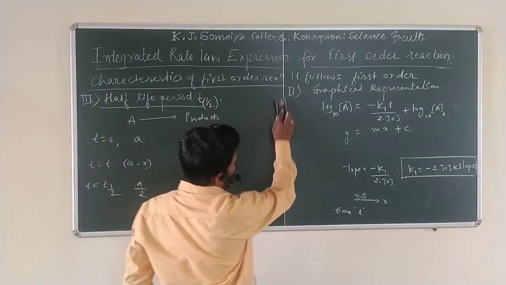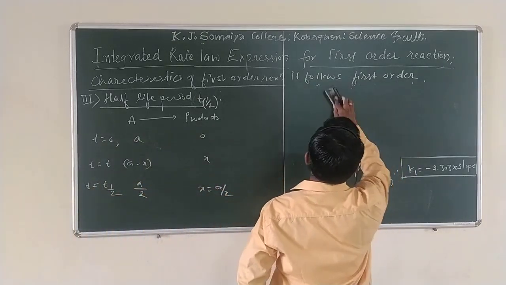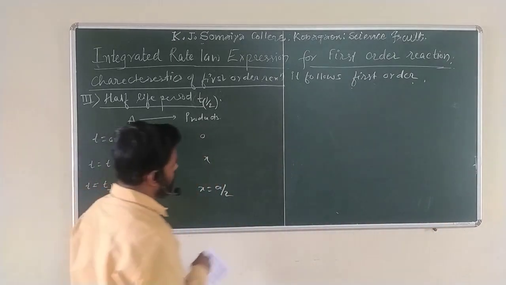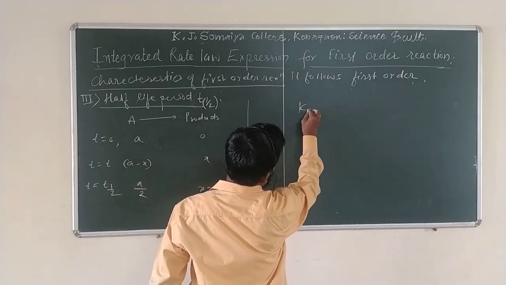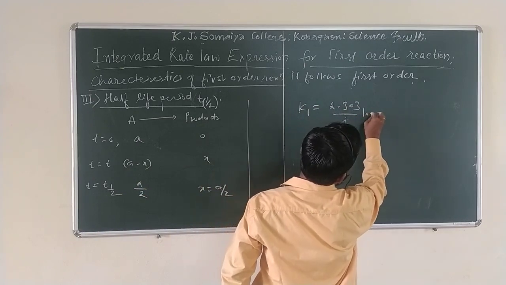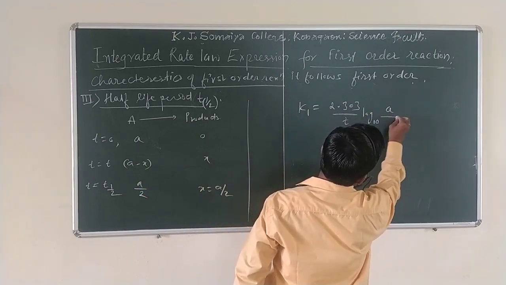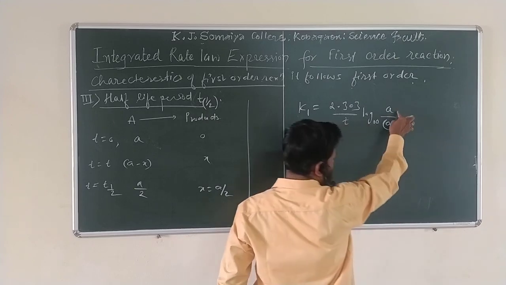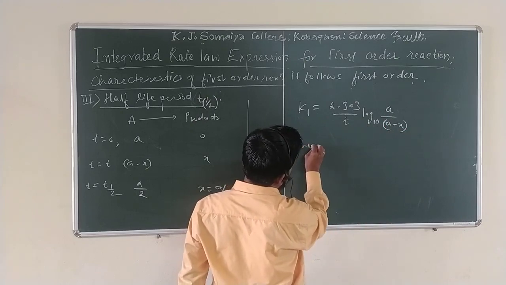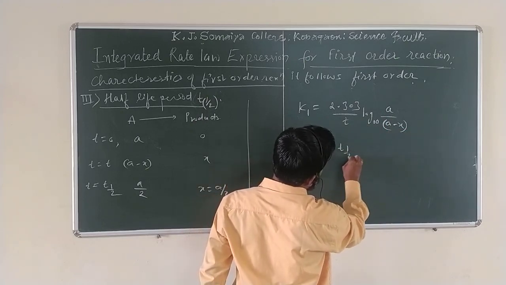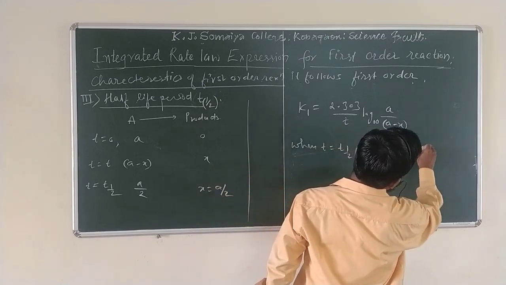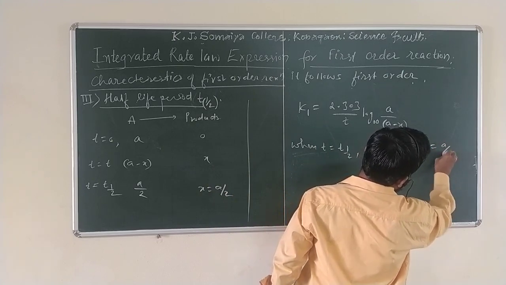Just substitute these values of A minus X in the equation. That is the rate constant equation we already studied. The rate constant K1 equals 2.303 upon T log 10 of the concentration of A minus X, which is nothing but the concentration A0 upon A. So here, substitute when T equals T half. Now what will happen? A minus X equals A by 2.